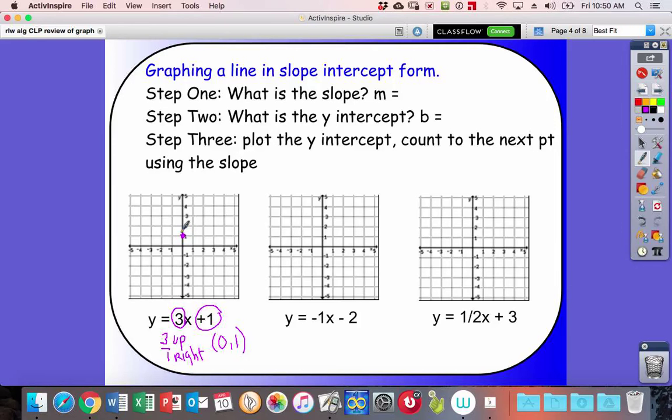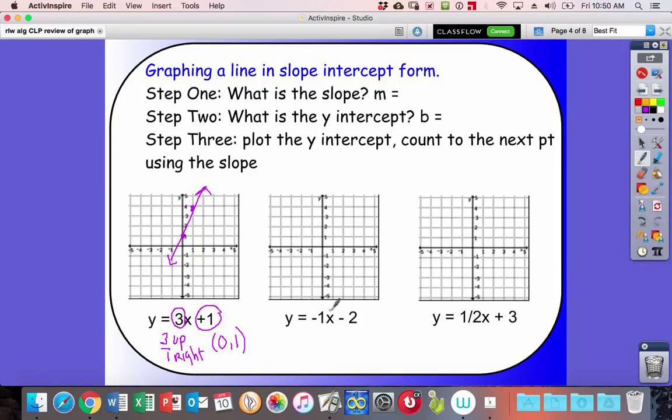Now I'm going to count up by 3 from this point: 1, 2, 3, to the right by 1. Now I have 2 points. I can get my straight edge out and draw my line.